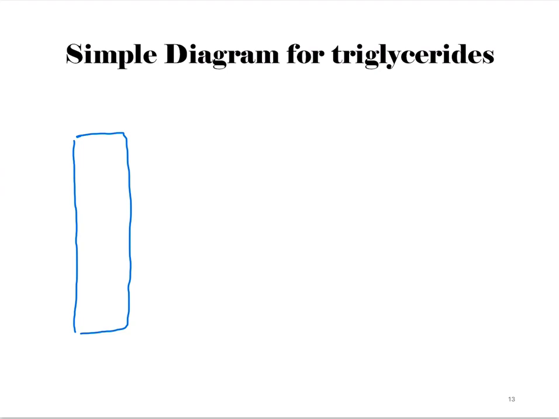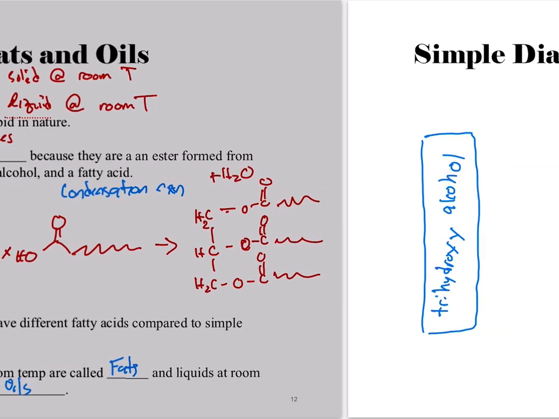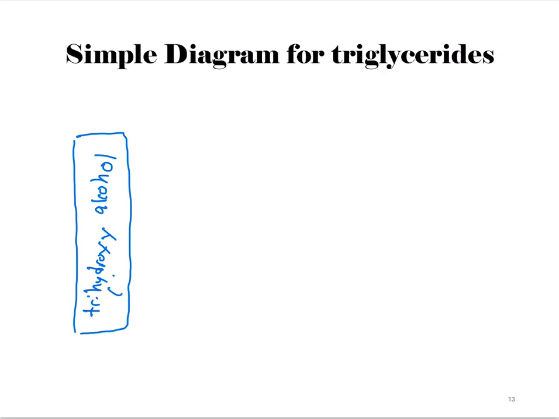So that was the trihydroxy alcohol, or we also call that the glycerol. And how many fatty acids could we have on a single glycerol? 3, right? Because trihydroxy, each of the OH groups is where the esterification happens, right? So there's going to be 3 spots for each fatty acid.